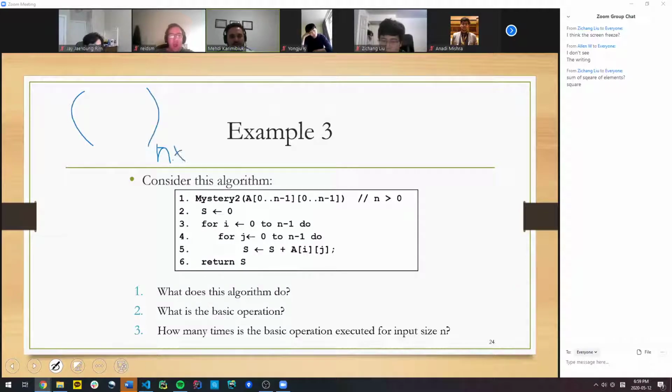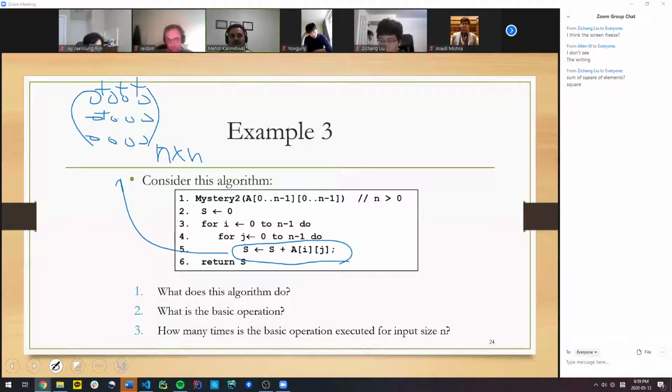N by n, and there are elements here in columns and rows, and it's going through every single one of them and adding them. So it's adding all the elements together. Okay.